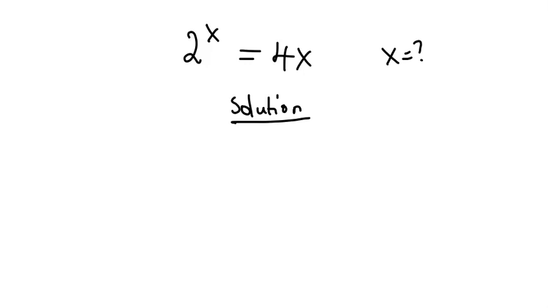Today we have this interesting equation: 2 to the power of x is equal to 4 times x. Our goal is to solve for the real values of x. So how can we solve this problem?